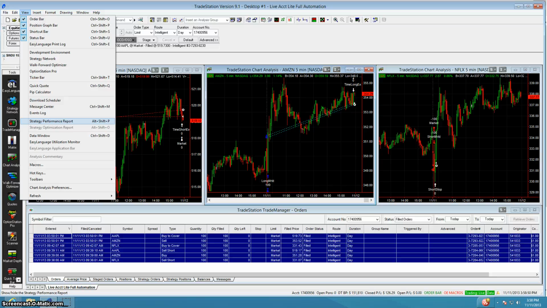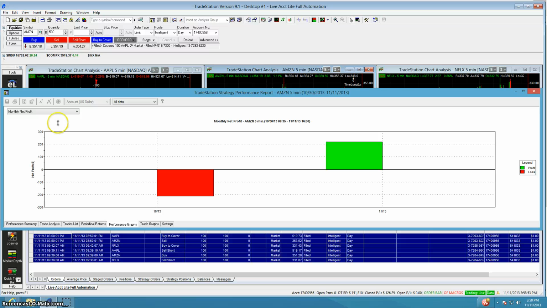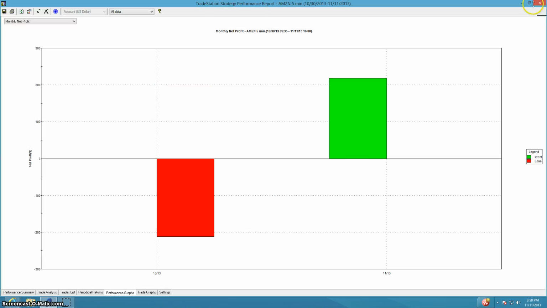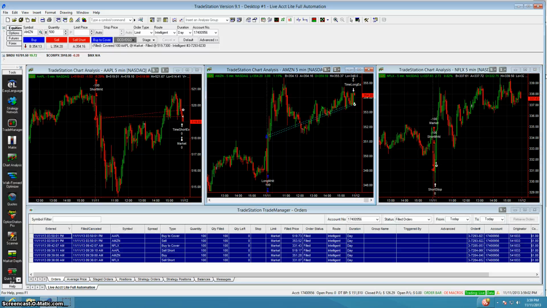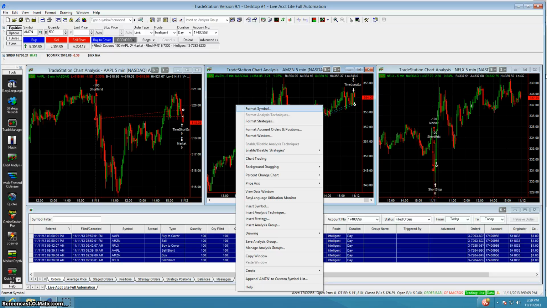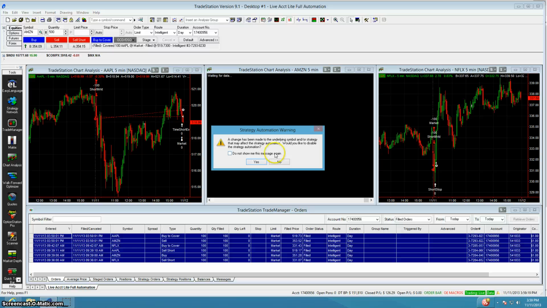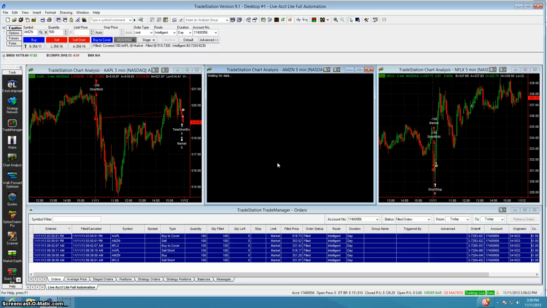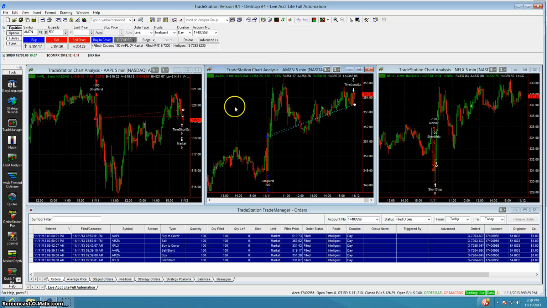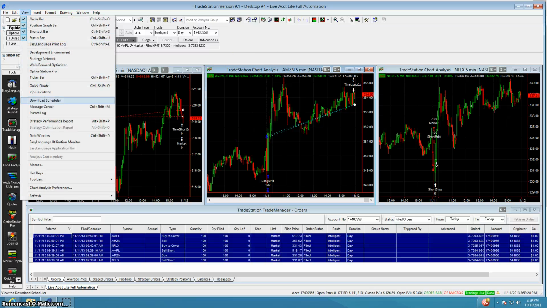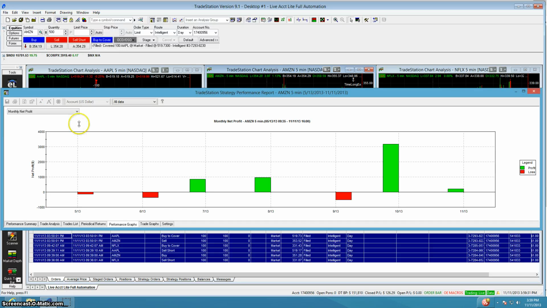For example, here we can go and look at the performance report on Amazon. Now, with Amazon, there's not a whole lot of data here because if I pull up the chart settings, I've only got it going 7 days back. So if I wanted to backtest the last 6 months, I could just do 6 months back, not years back, months back, and click OK. And it'll ask me if I want to disable. No, I don't want to disable the strategy settings. And so now I can go in and I can view the strategy performance reports on Amazon.